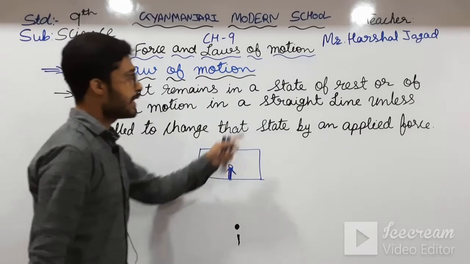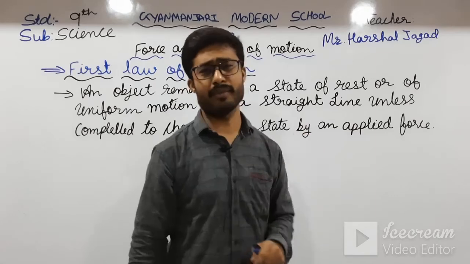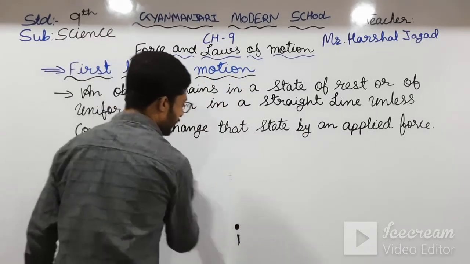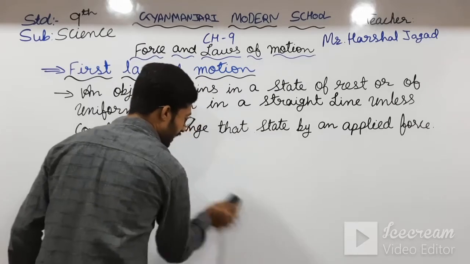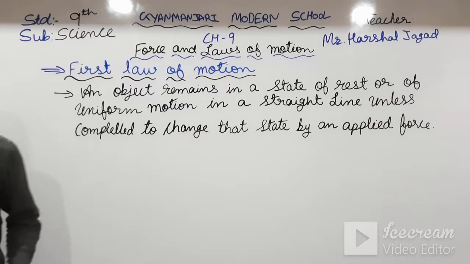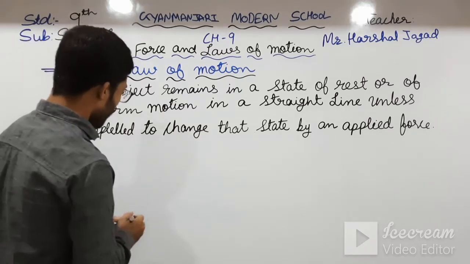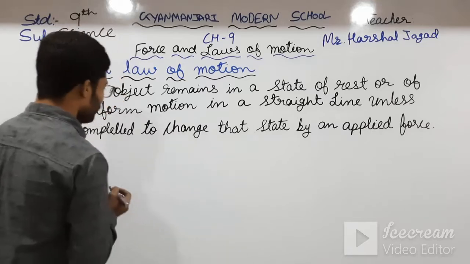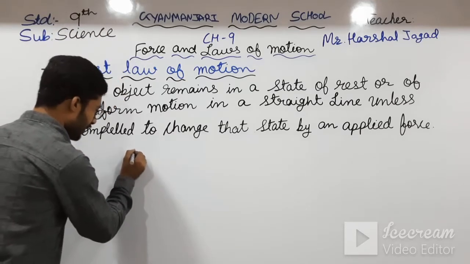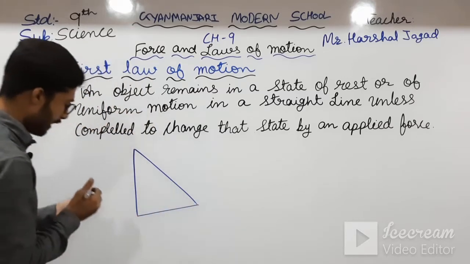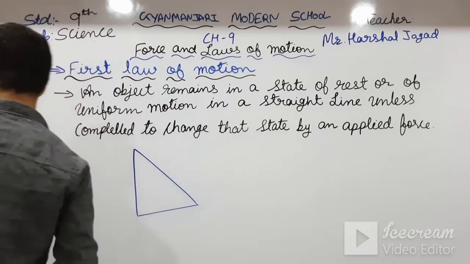Okay, next example. This example was the state of rest. Next we take an example from your textbook. So, what is that example? My drawing is not very good, but you can understand. No, this angle is not proper, it is a right angle triangle.